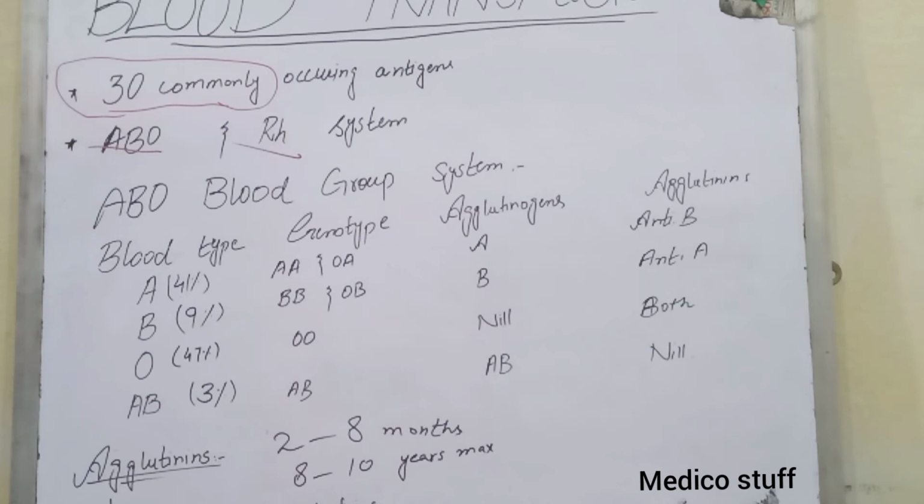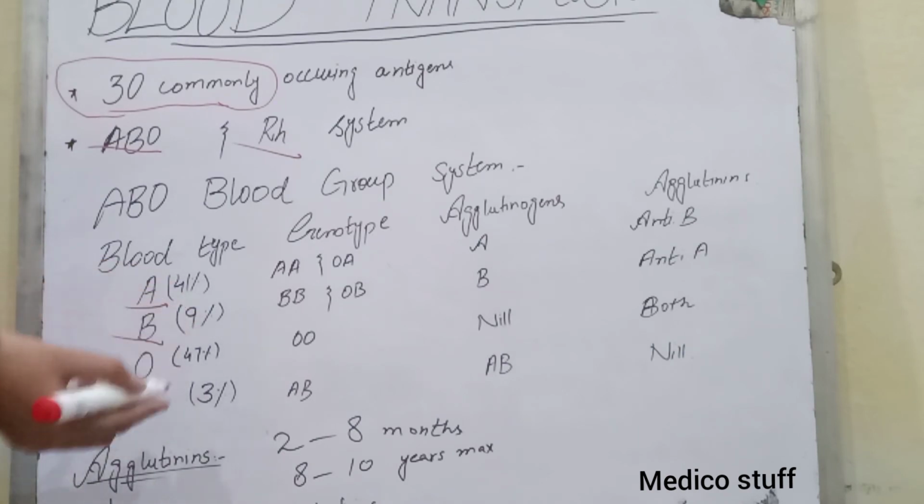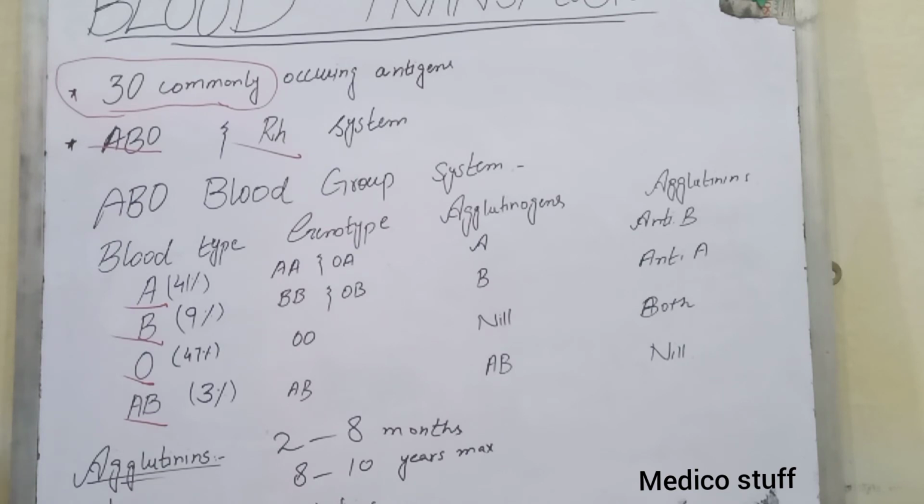What is the ABO blood group system? It usually contains 4 types of blood. One type is A, which is 41%. This is the ratio among all the nations, among all the world. B is usually 9%, while O is 47%, the most commonly occurring blood type, while AB is only 3%. So these are the blood types. Now we will study the genotype behind these blood types.